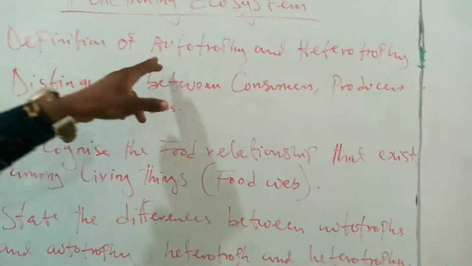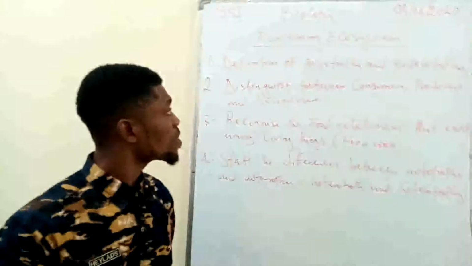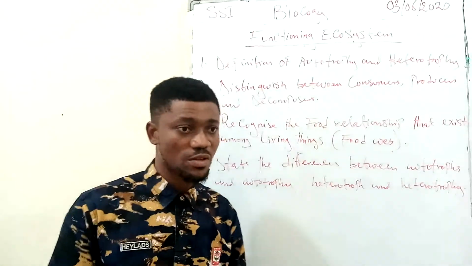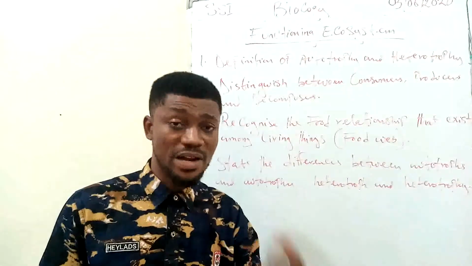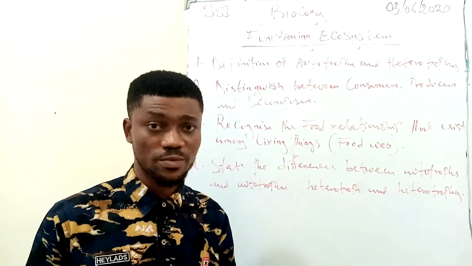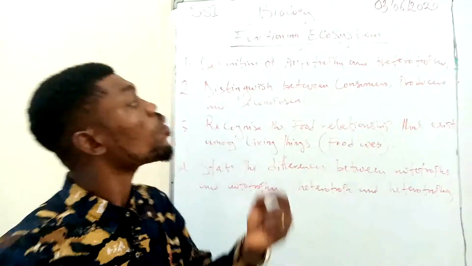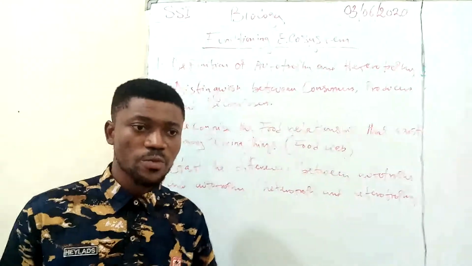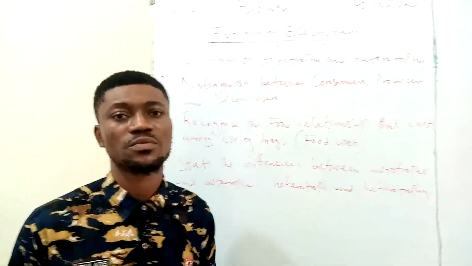So let's take our first objective over here. Definition of autotrophy and heterotrophy. Autotrophy refers to the class of organisms, let's say plants, which can manufacture their own food. This is done, of course, through a process we call photosynthesis. While heterotrophy refers to organisms which cannot manufacture their own food.